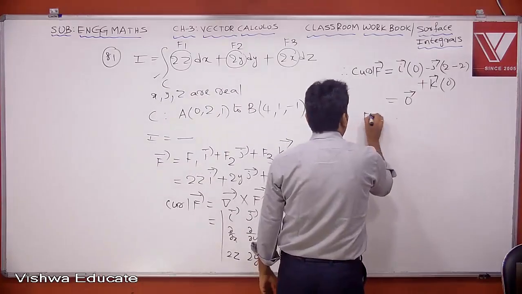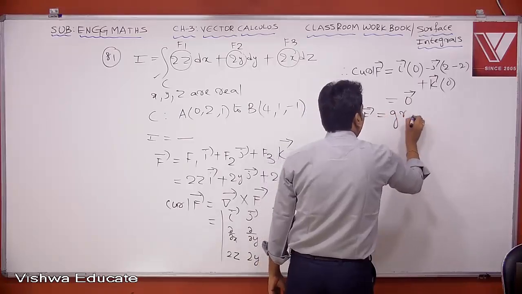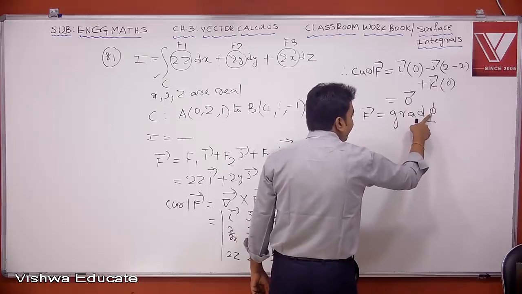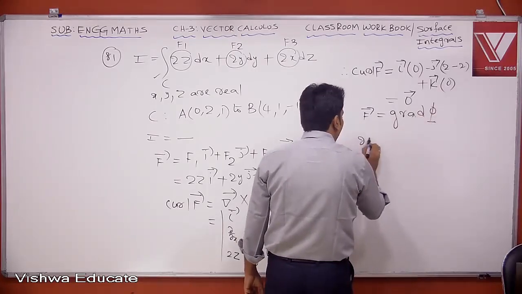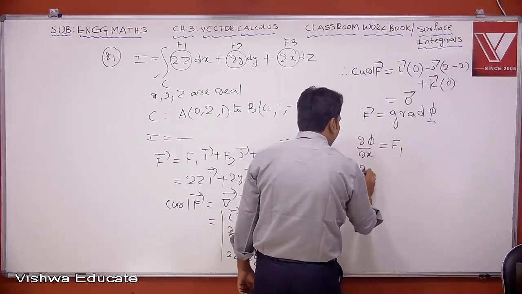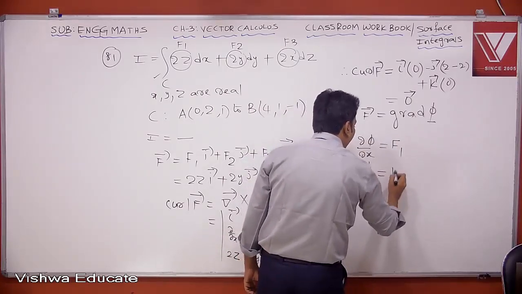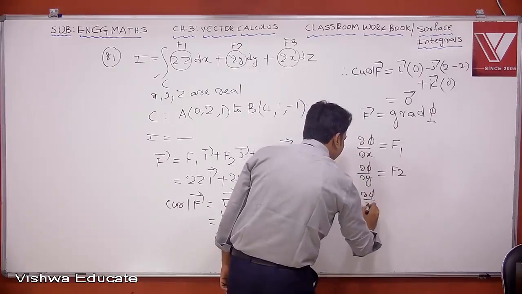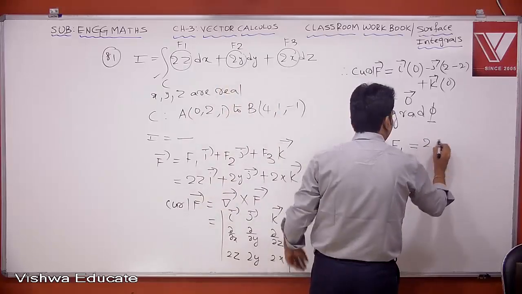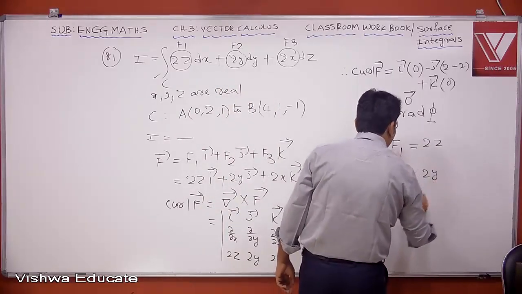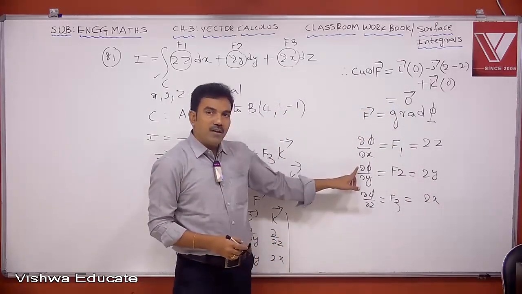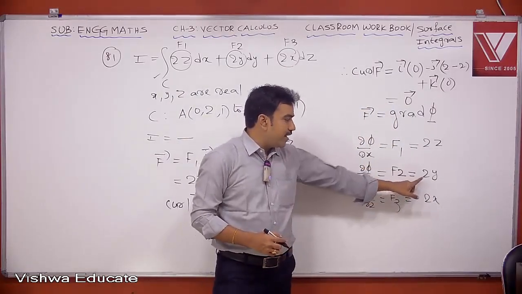So therefore in this case F bar must be equal to the gradient of some scalar phi. Now my task is to find the value of phi. This is a scalar in the variables x, y and z. So how to get this? This phi can be obtained by considering three equations. Dou phi by dou x equals F1, dou phi by dou y equals F2, and dou phi by dou z equals F3. Now what is this F1? F1 is 2z. This is 2y and this one is 2x.